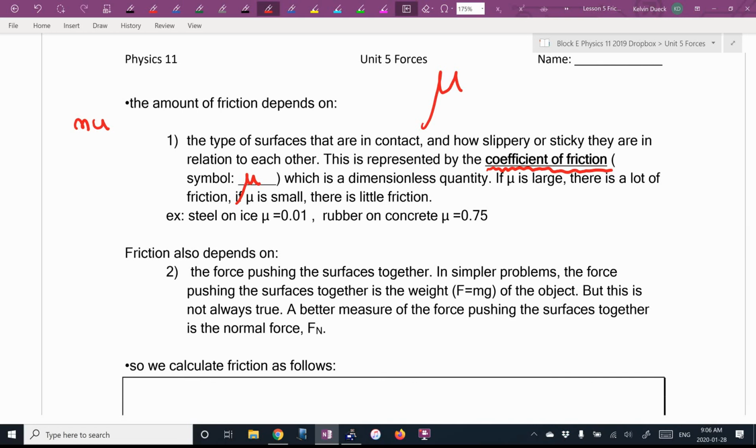It doesn't have any units. It's not a force. It's just a ratio. It doesn't have any dimensions, no units. But if mu is large, lots of friction, we would say sticky. If mu is small, not much friction, we would say slippery. So steel on ice has a mu of about 0.01. Rubber on concrete has a mu of about 0.75.